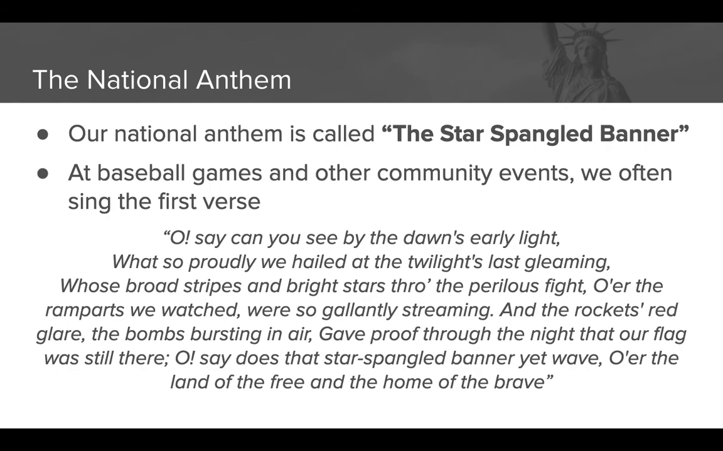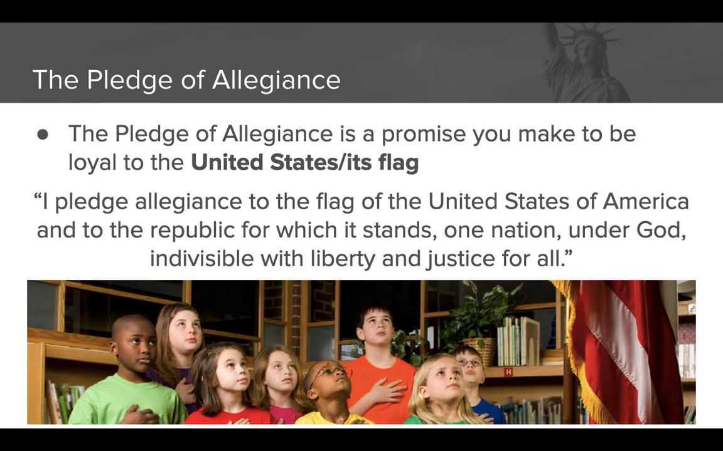And here is the text of it right now. I won't sing it to you, I'll spare you from that, but you can look it up if you would like. Okay, the Pledge of Allegiance. So the Pledge of Allegiance is a promise you make to be loyal to the United States or to the flag of the United States. And it goes like this.